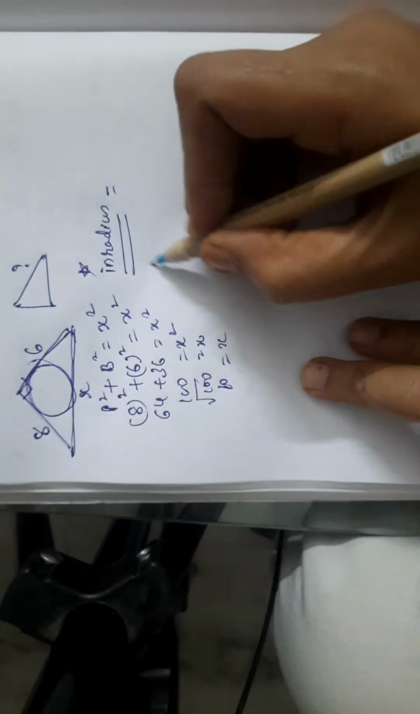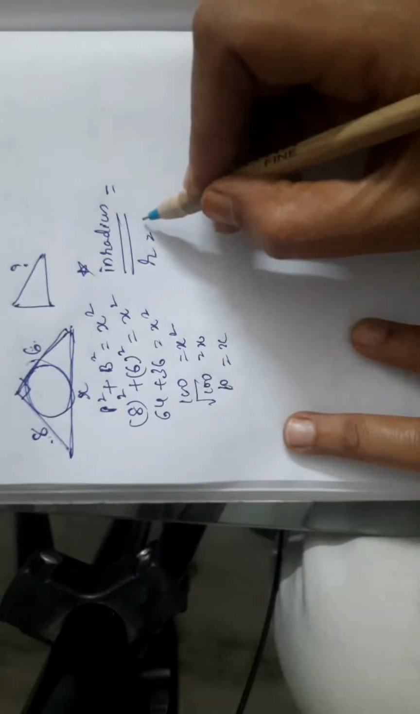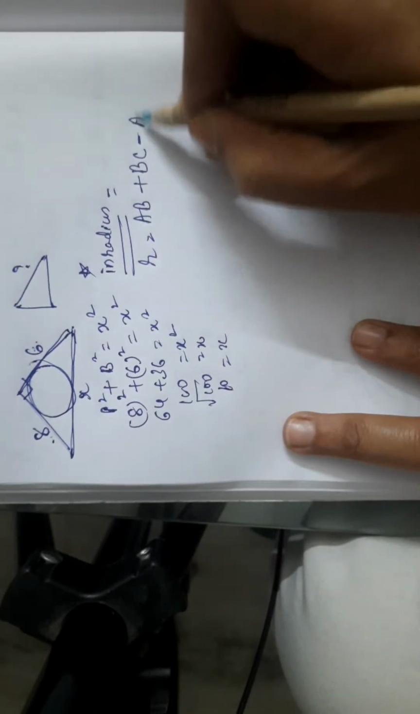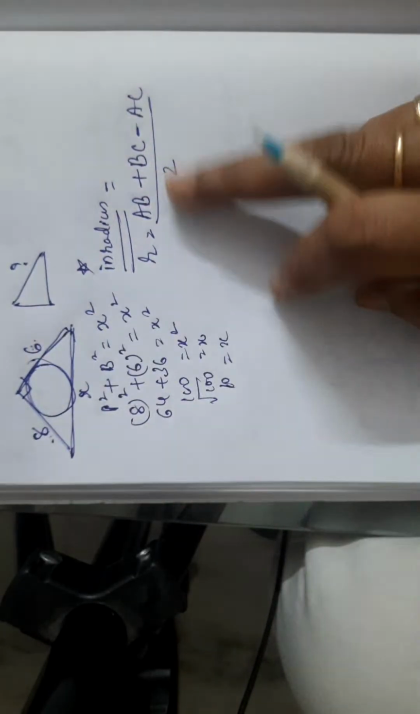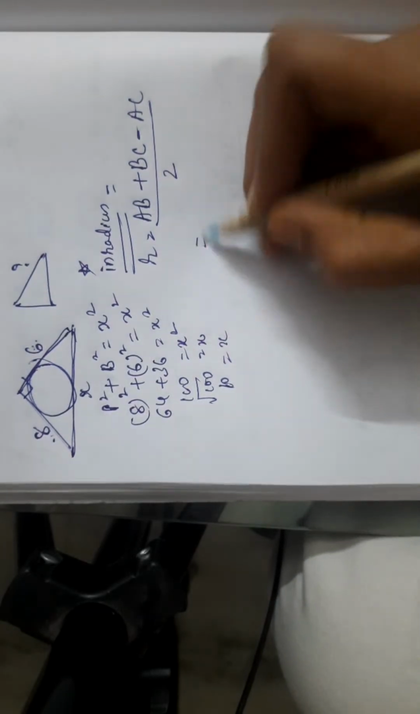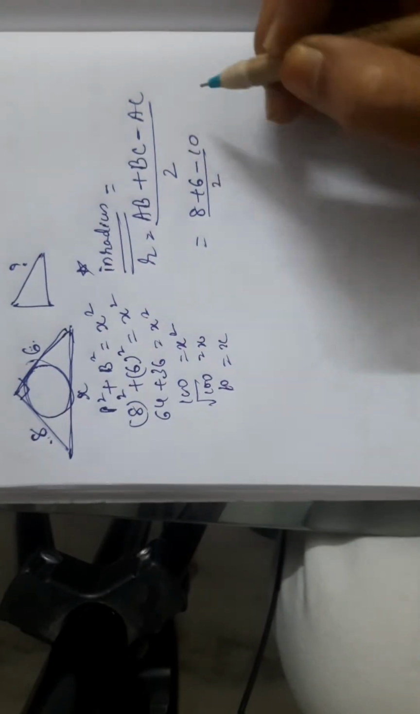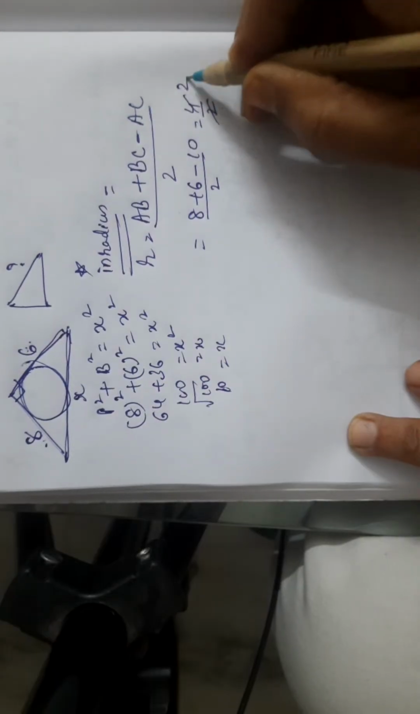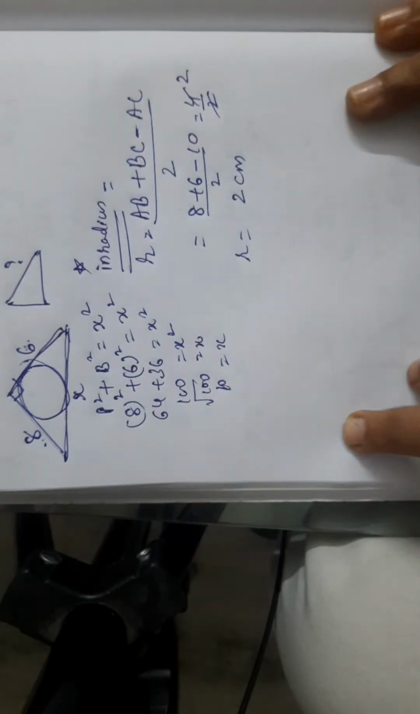Inradius r is equal to the sum of the two smaller sides, that is AB plus BC minus AC, whole divided by 2. The two smaller sides we add, the bigger one we subtract, then whole divide by 2. So it's 8 plus 6 minus 10, whole divided by 2. So 14 minus 10 is 4. 4 divided by 2 is 2. Thus the value of the inradius is 2 centimeter.